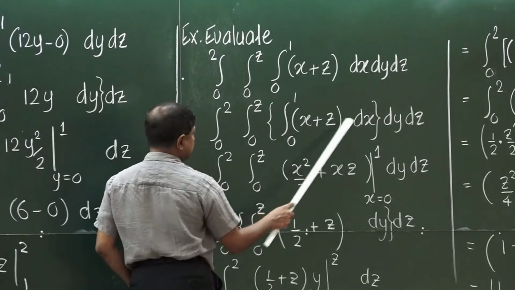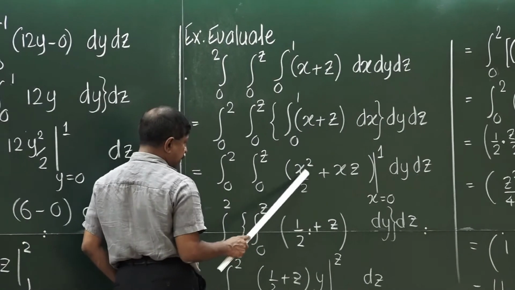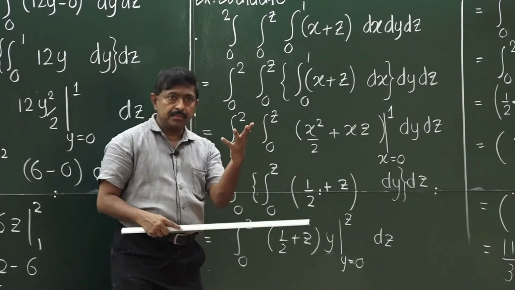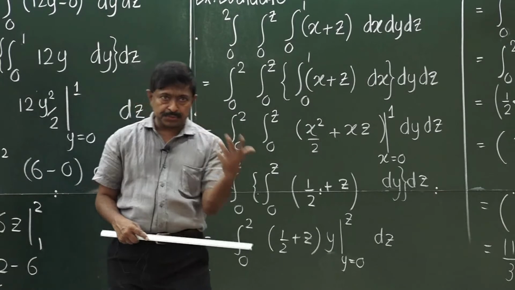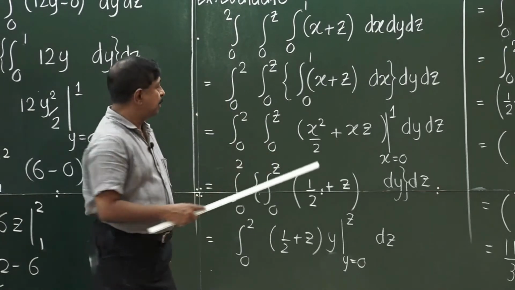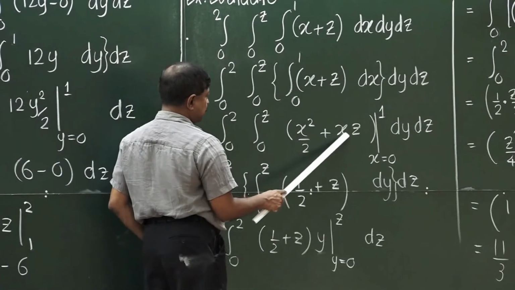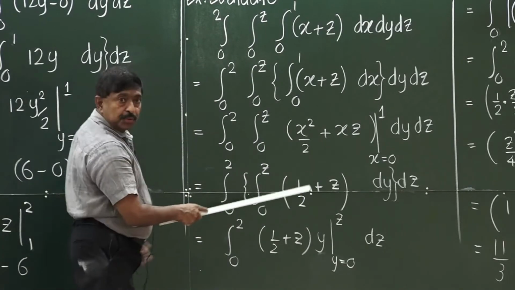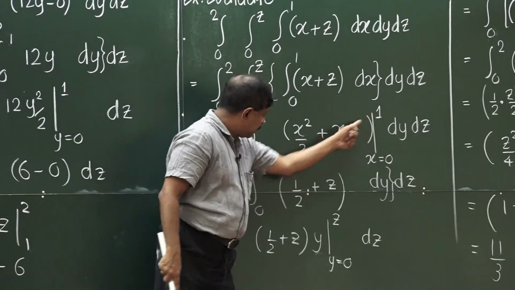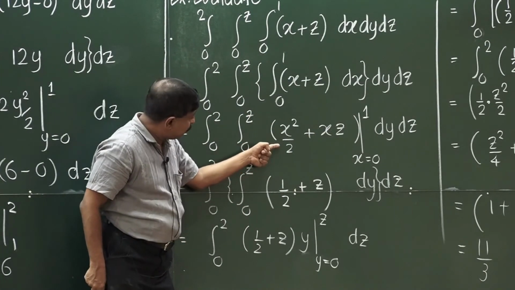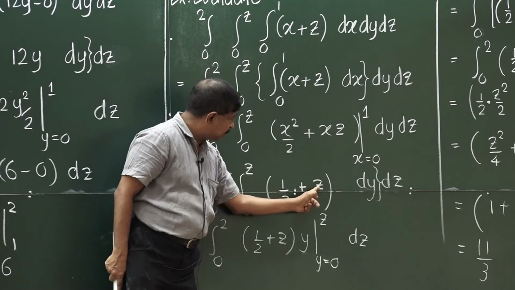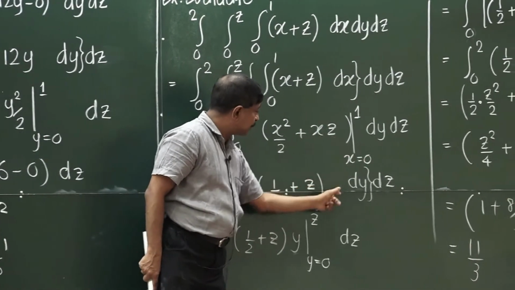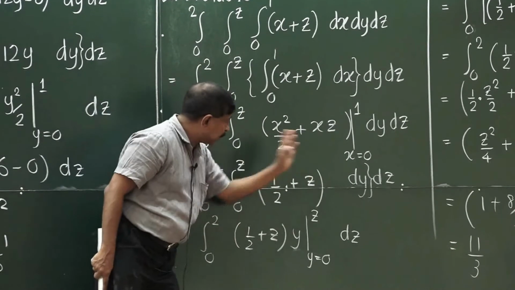So, x is the variable, therefore, x squared over 2 is the answer. Here z is a constant like 5. When you integrate 5 with respect to x, you get 5x. Likewise, here it is zx or xz. Limits are from 0 to 1. Now, you will plug in the limits. When you plug in 1, you get half plus z. Again, x is the variable of our interest. When you plug in 0, you get 0. You do not have to write it. So, this is what you get.